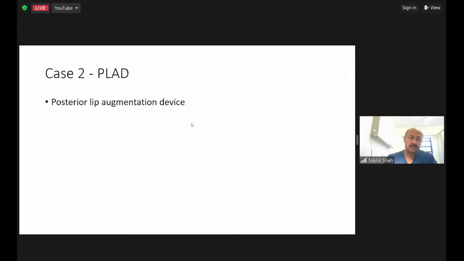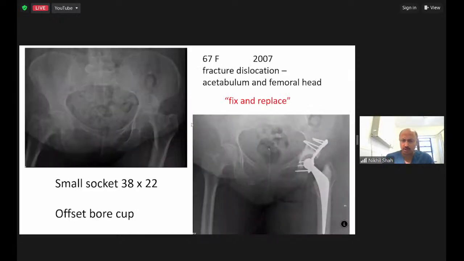The second case is this device called the posterior lip augmentation device. I think Dr. Suryanarayan mentioned this briefly in his talk. So I'll show you what it is. This lady was 67 years old, and she came to me with an acetabulum and a femoral head fracture in 2007. This was one of my first cases of acute fix and replace. So probably before even the word fix and replace was invented.